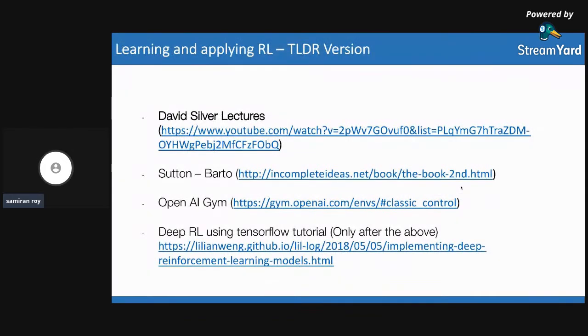So now, as a beginner, if you want to learn this field from scratch, it's actually not very hard to do. It's a relatively new field. So what I would recommend you do is go through David Silver's lectures. There is this book called Introduction to Reinforcement Learning by Sutton and Barto. You can refer to that. You can start playing around on something called OpenAI Gym.